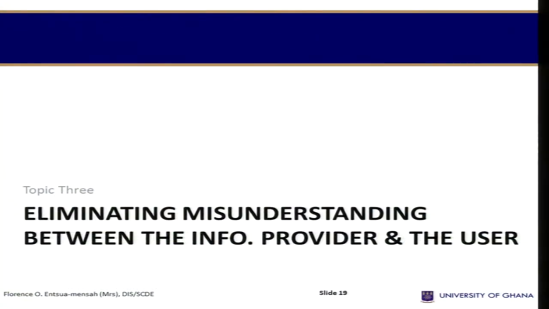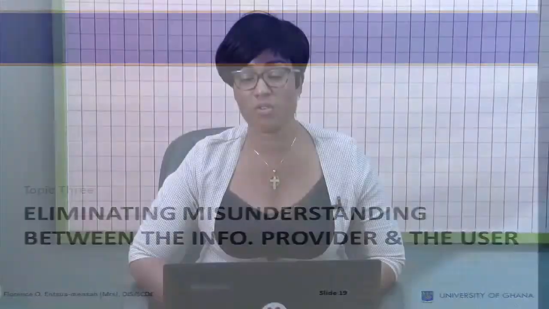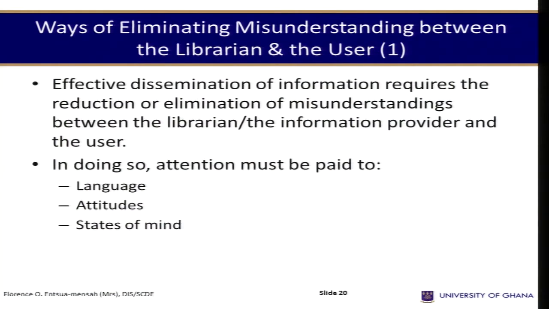The second obstacle is the gulf between those who have ready access to computers and the internet and those who do not. Now let us turn our attention to issues relating to the information provider. This is important because without the information provider, the information cannot be properly organized for users to access. So our topic 3 is eliminating misunderstanding between the information provider and the information user.